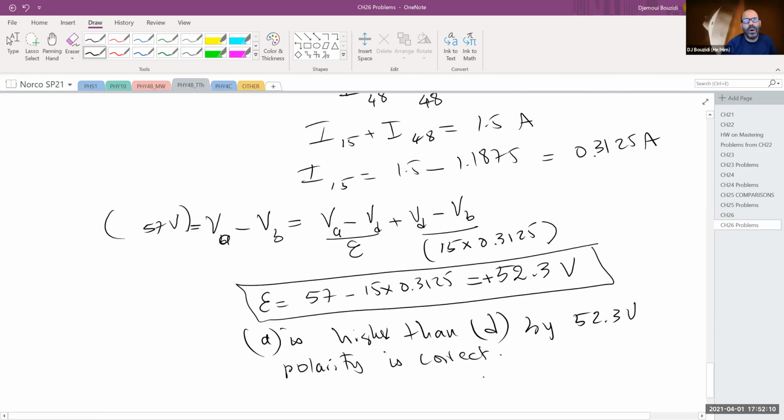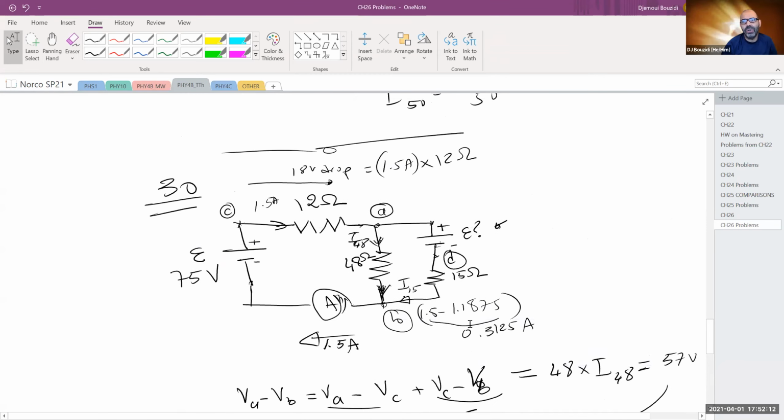Okay, so what's going on in this battery? Batteries normally push current, like this battery is pushing the current of 1.5 amps this way from the positive, and this one is having current flowing in the opposite direction. 0.312 is against it. So this battery is not pushing current. This 52.3 volt battery is having current going through it in the opposite direction, from positive to negative. So why is that? It's because there is a bigger battery in the circuit of 57 volts. So this is running current against it. So this is pushing current in the opposite direction.